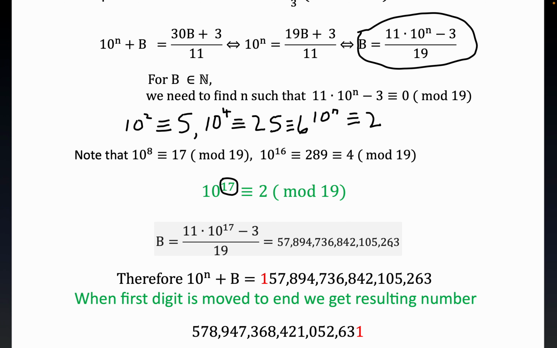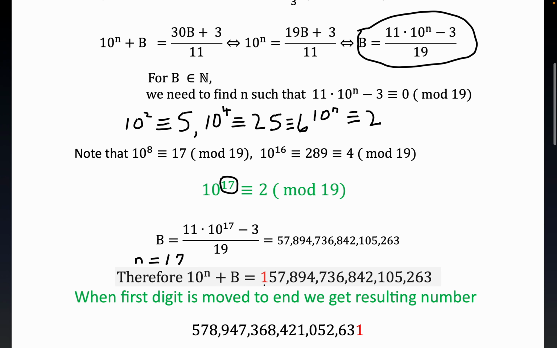All right, now that means we have to add. Did I leave something out here? No. Let's see. 157. 10 to the n plus b. Yeah, right. 10 to the n plus b is equal to this number. Sorry. That's when we use this choice of n equals 17 right here. I didn't write that down, but n equals 17. Okay. And so 10 to the n plus b is this number with the 1.